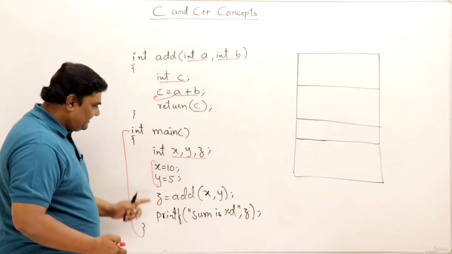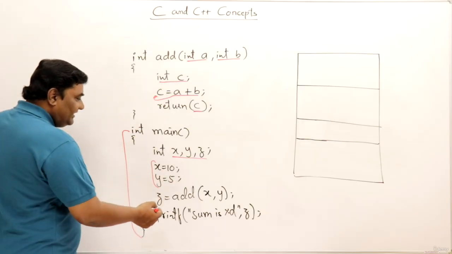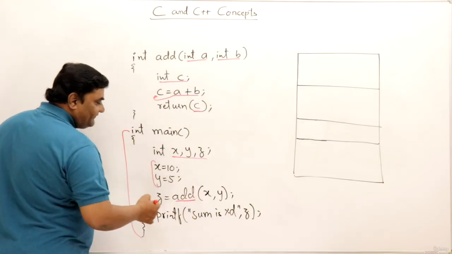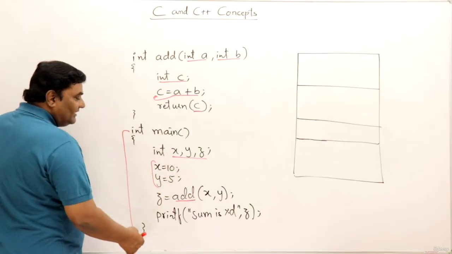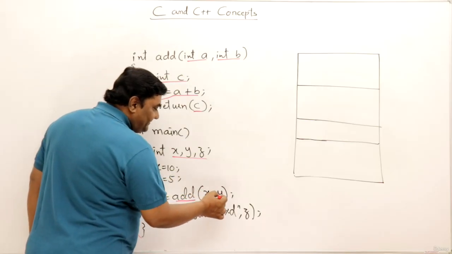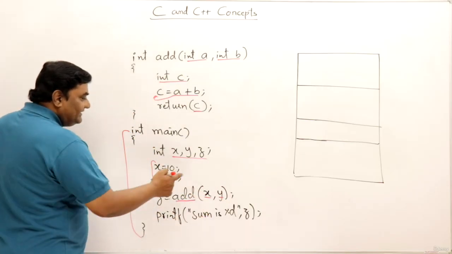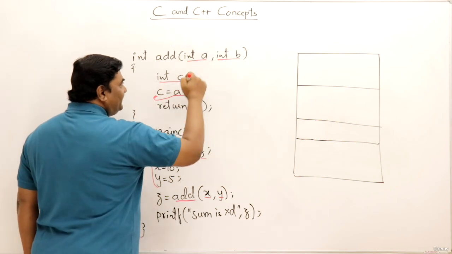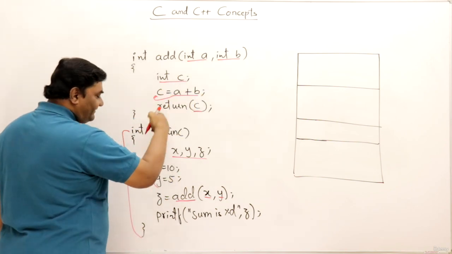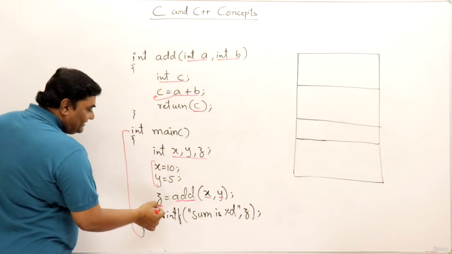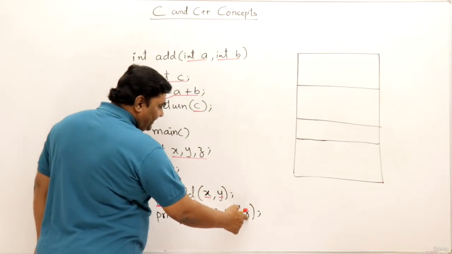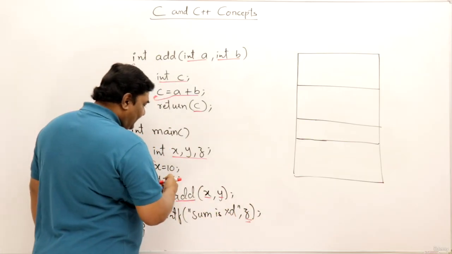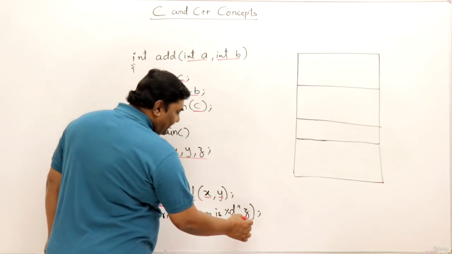So if we see in the main function, back to the main function, here I am calling the add function. This is a function call, and I am passing two parameters x and y. These values will go into a and b. It will add them and return the result. That result will come into this z, and then it will print this value z. So as per this example, it will print the value 15, right?